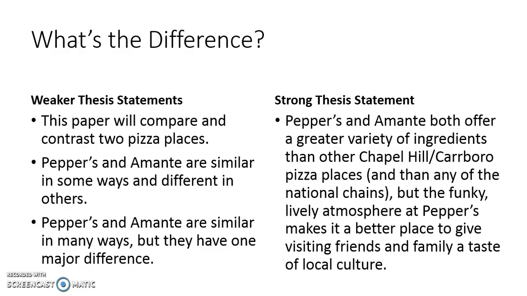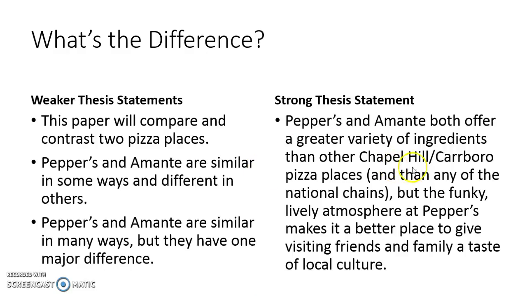So in the left-hand column, we have some examples of weak thesis statements. This paper will compare and contrast two pizza places. Peppers and Amante are similar in some ways and different in others. And Peppers and Amante are similar in many ways, but they have one major difference. Contrast those bad examples with the one on the right. Peppers and Amante both offer a greater variety of ingredients than other Chapel Hill Carrboro pizza places and than any of the national chains. But the funky, lively atmosphere at Peppers makes it a better place to give visiting friends and family a taste of local culture.